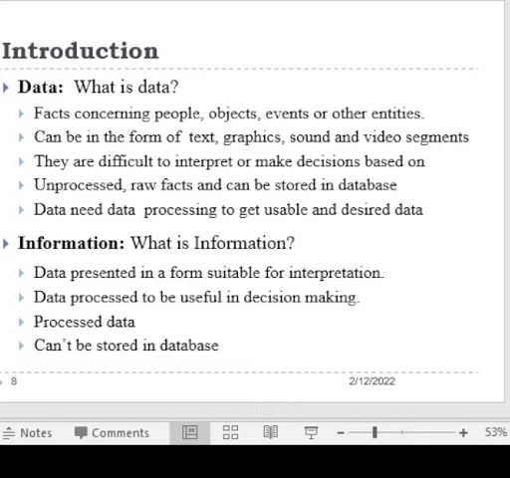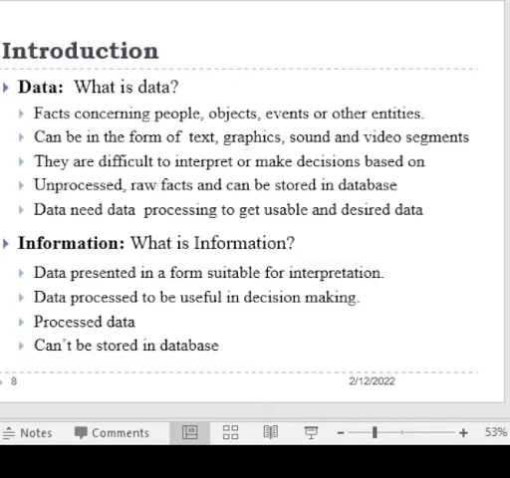But we do not only put them separately in this manner. We can also merge them together. That means a combination of text with graph, text with sound, or text with video segment is also data. It is difficult to interpret data directly, or to take a decision depending on data.